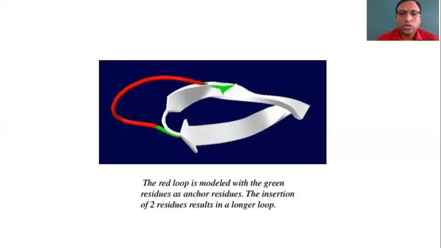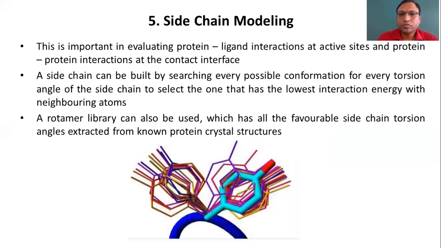So how it works: the red loop is modeled with the green residue as an anchor residue. The insertion of a second residue results in a longer loop now. This is how the loop is corrected and modified.